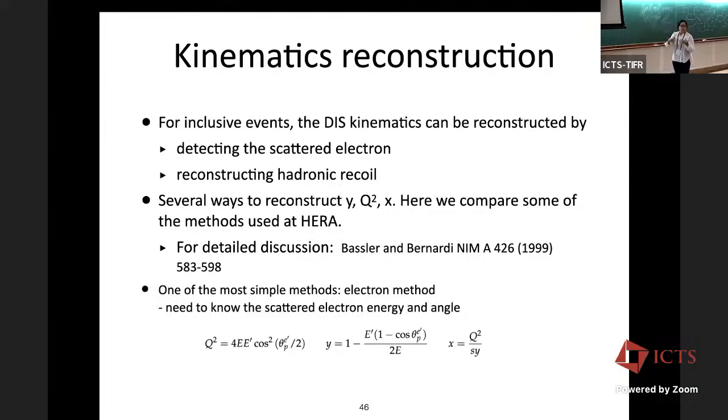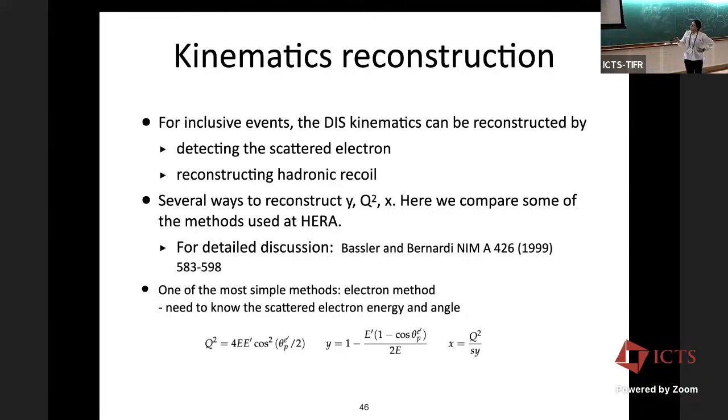So there are methods to reconstruct the kinematics. One is using the scattered electron, or you can also measure or reconstruct the hadron recoil instead of the electron, and you can construct the DIS kinematics from there. There are several methods to reconstruct this y, Q squared and x, and one of the most classic references for this from HERA is this paper.